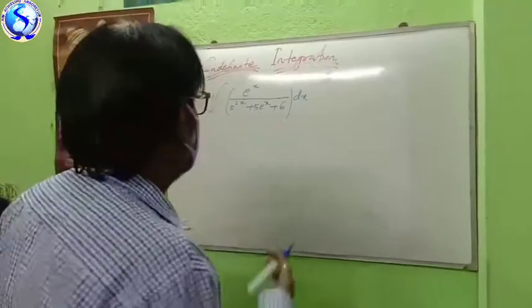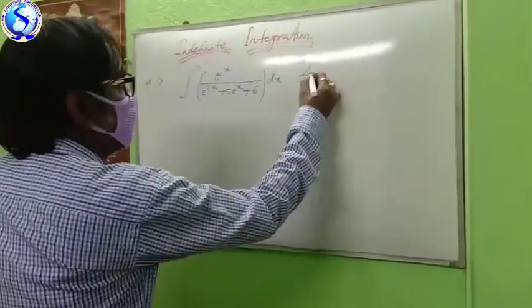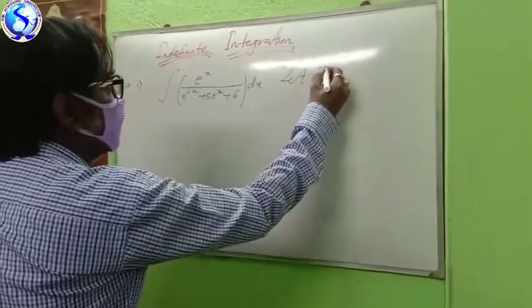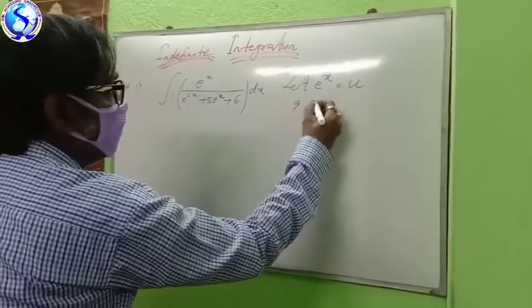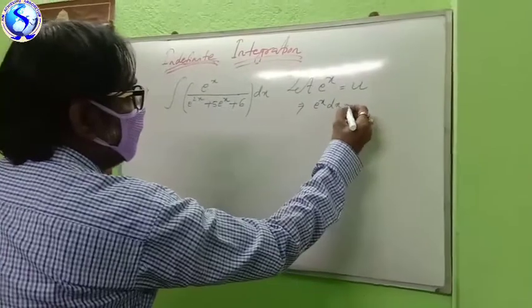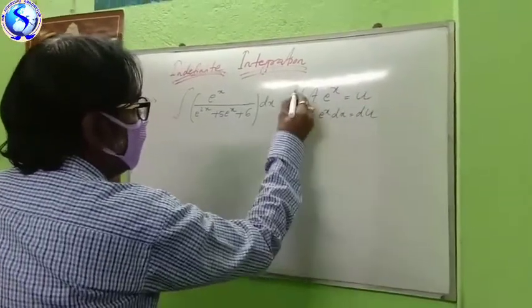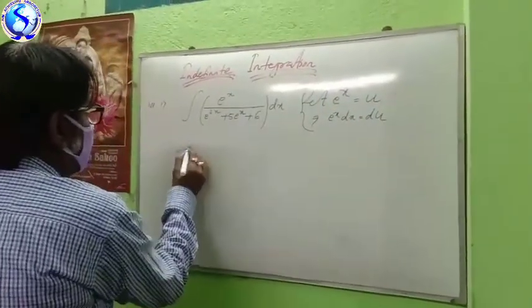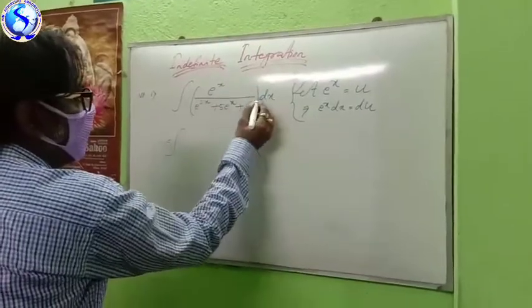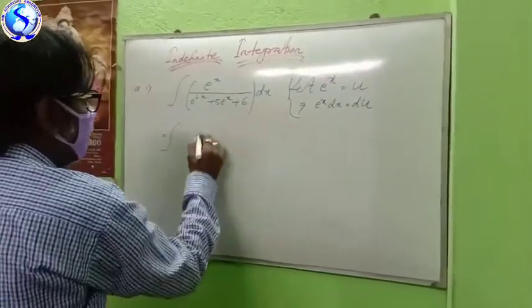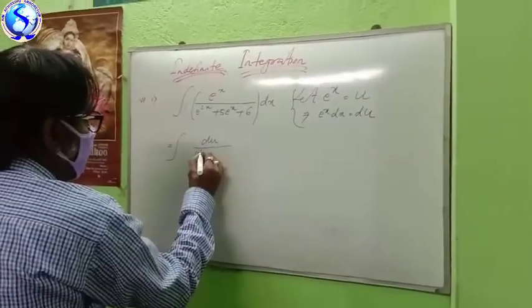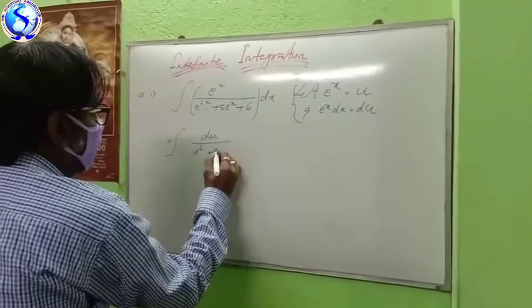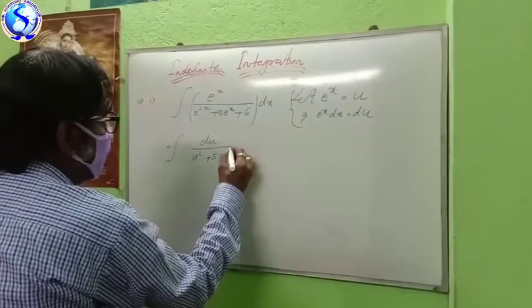Let e to the power x equal u. What is the derivative of e to the x? This will be e to the power x dx equal to du. After substitution, e to the power x into dx becomes du, and the denominator will be u square plus 5u plus 6.